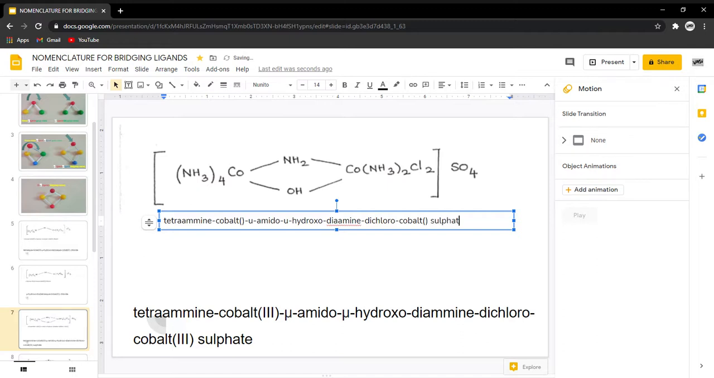Then sulfate. Now coming to the oxidation state. This is neutral. Don't focus on the amine groups. This is also neutral. For amido, it is -1, -1, so -2, and for chloro, -1. Since there are two chloro, it is -1 times 2, -2. Okay, so 2x minus 2 minus 2, that is 2x minus 4 is equal to, what is the charge here? The charge on the complex is plus 2.